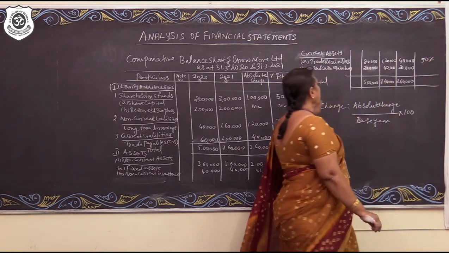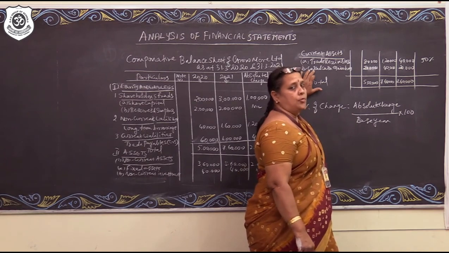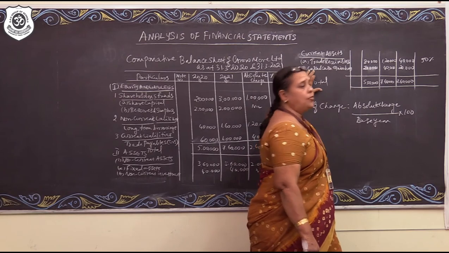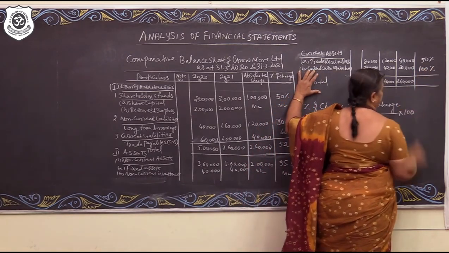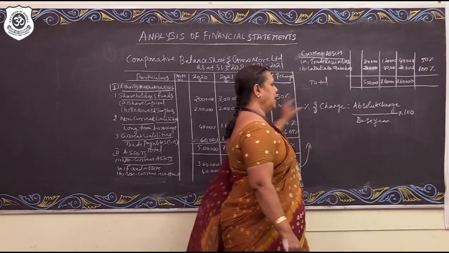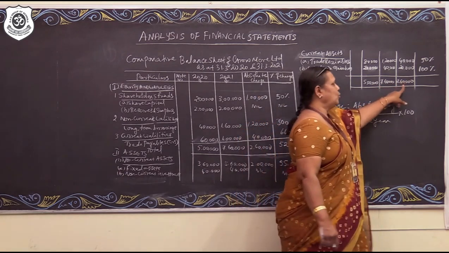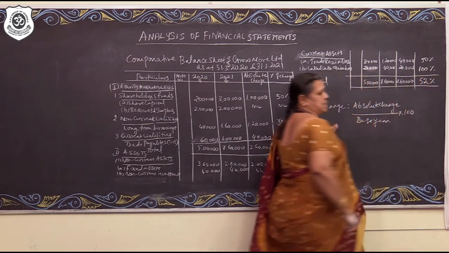The next, cash and cash equivalents: 20,000 opening balance, 40,000 closing balance. There is an increase to the extent of 20,000 rupees, so an increase of 100%. The total of the balance sheet: opening balance 5 lakh, closing balance 7,60,000, an increase of 2,60,000. So the percentage of change is 52%.